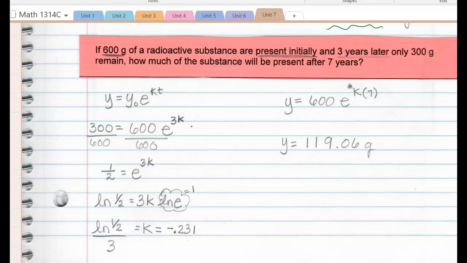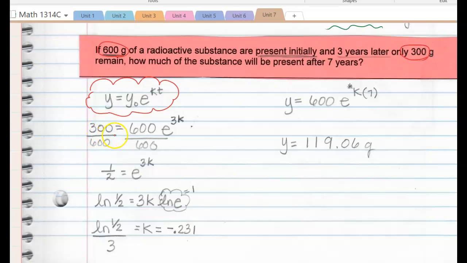We're going to use our equation for exponential growth and decay. What we do know is that if we started at 600 and we have 300, then our rate should be negative. We know that k would be negative. So the first thing we need to do is find k. So let's input everything we know into our equation.